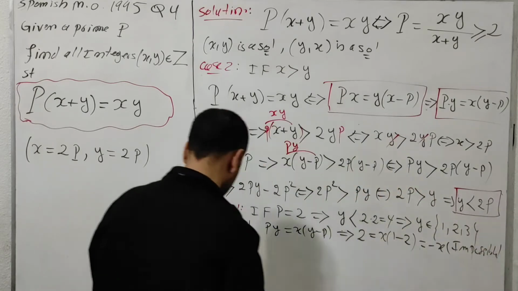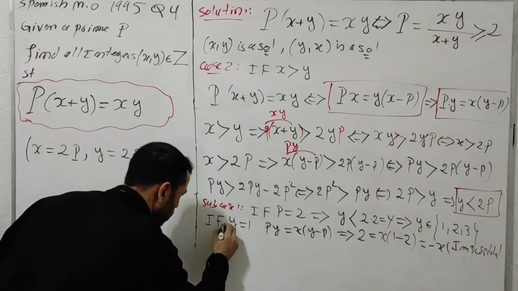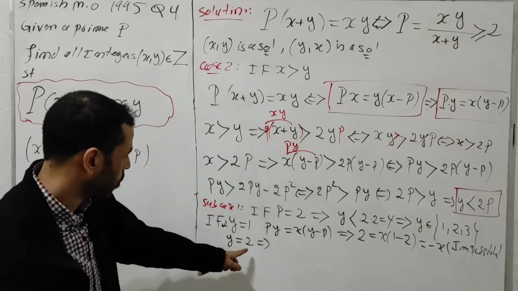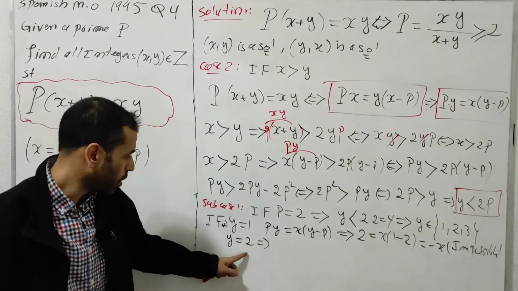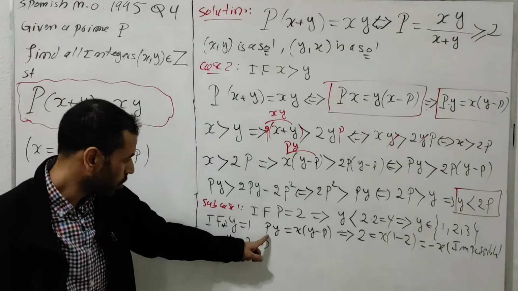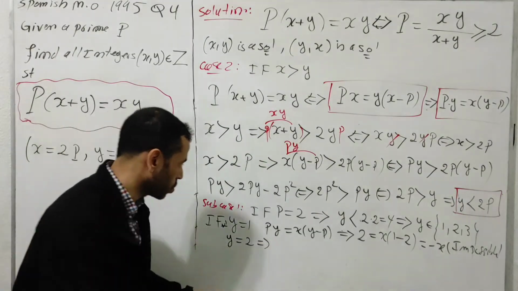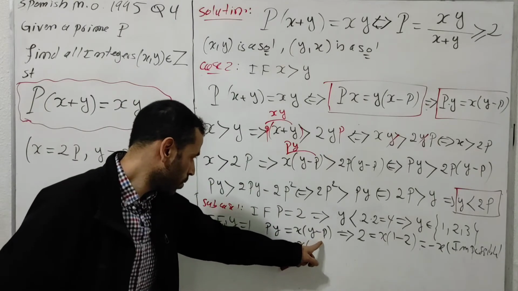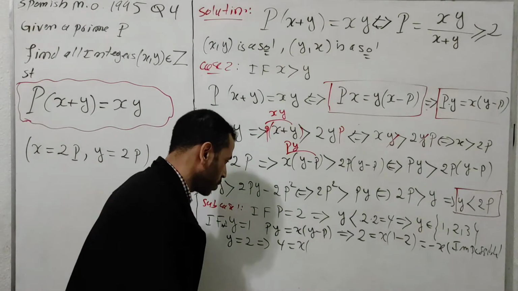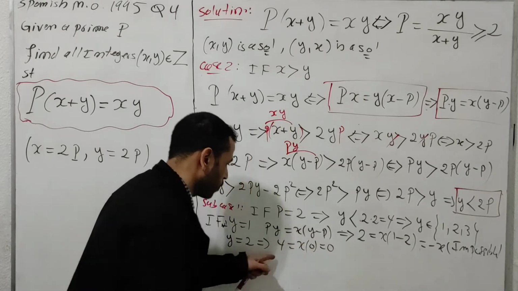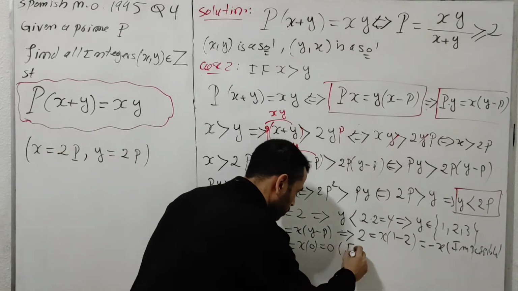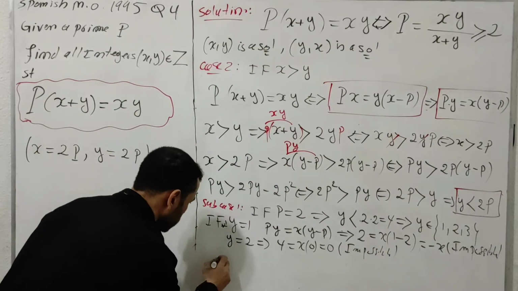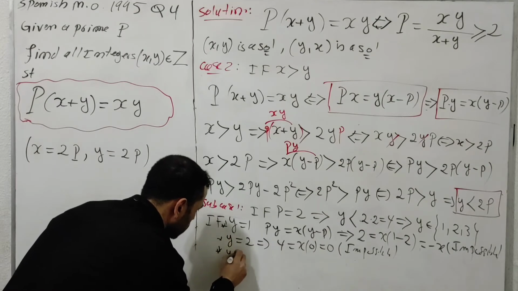So let's move on to the second case, y equal to 2. I'm going to replace y with number 2. I will get 2 as a prime multiplied by 2, equal to 4, equal to x times 2 minus p, which is 0. That means 4 equal to 0, which is impossible. Let's move on to the third case, when we have y equal to 3.